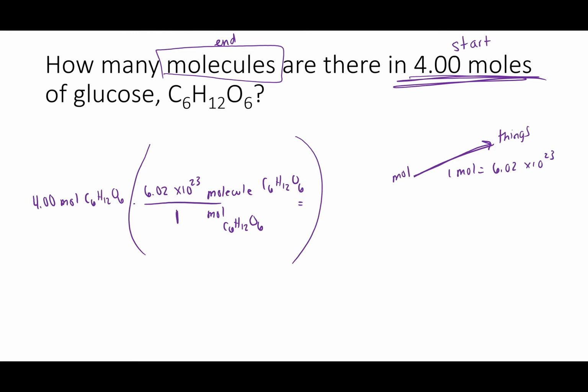So when I multiply and use correct sig figs, I have 2.41 times 10 to the 24 molecules of glucose as my answer. Now, your calculator probably says 2.41 with lots of other decimal places, e to the 24. E to the 24 is calculator language for times 10 to the 24.